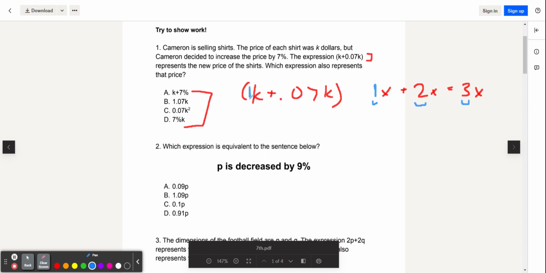This k also has a 1. 1 plus, this time it's a decimal, 0.07. 1 plus 0.07 is of course 1.07. So we stick this coefficient in front of a k, because all of these were k. And our final answer, 1.07K, is an option. It is B.